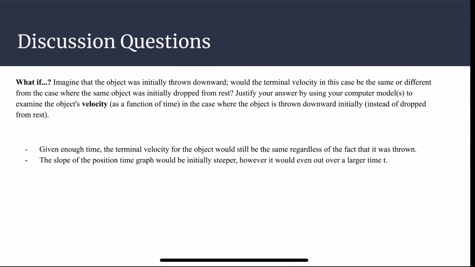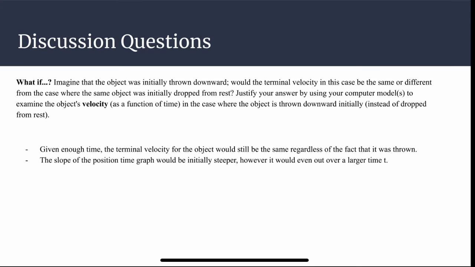Now imagine if the object was initially thrown downward, would the terminal velocity in this case be the same or different from the case where the same object was initially dropped from rest? Throwing it implies you're imparting some initial velocity to it. Dropping it starts the velocity at zero.